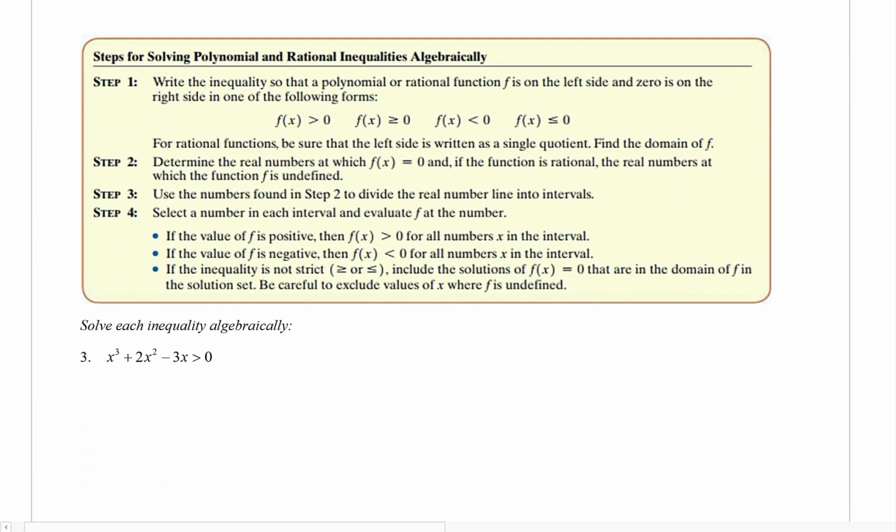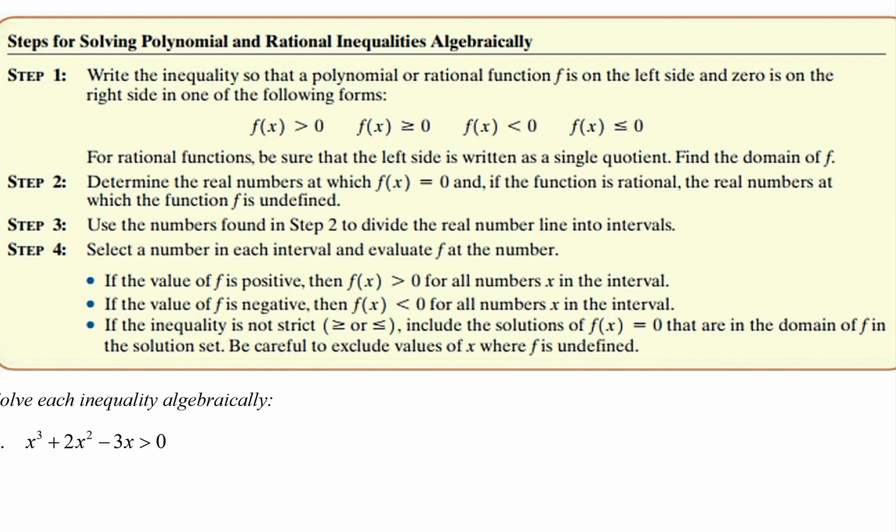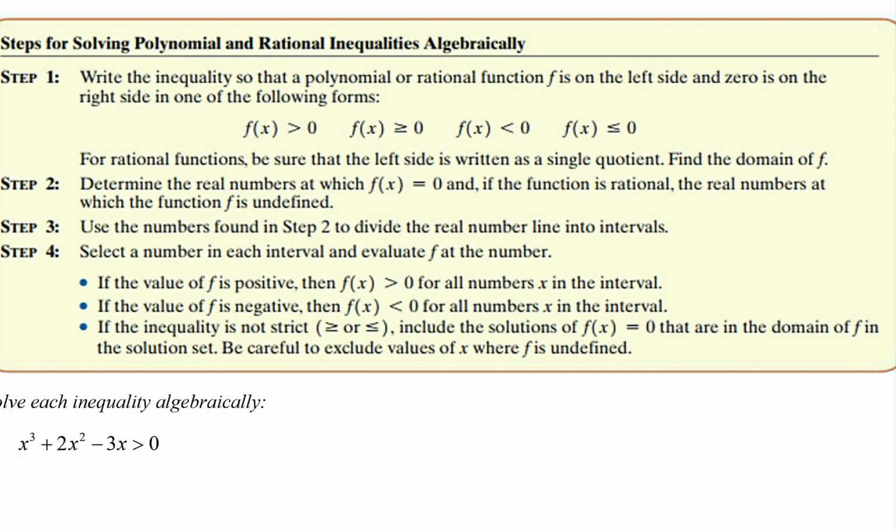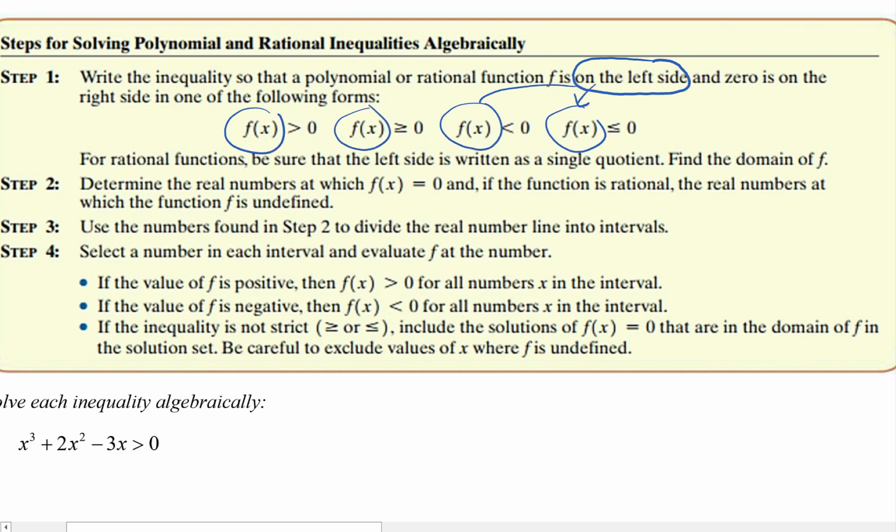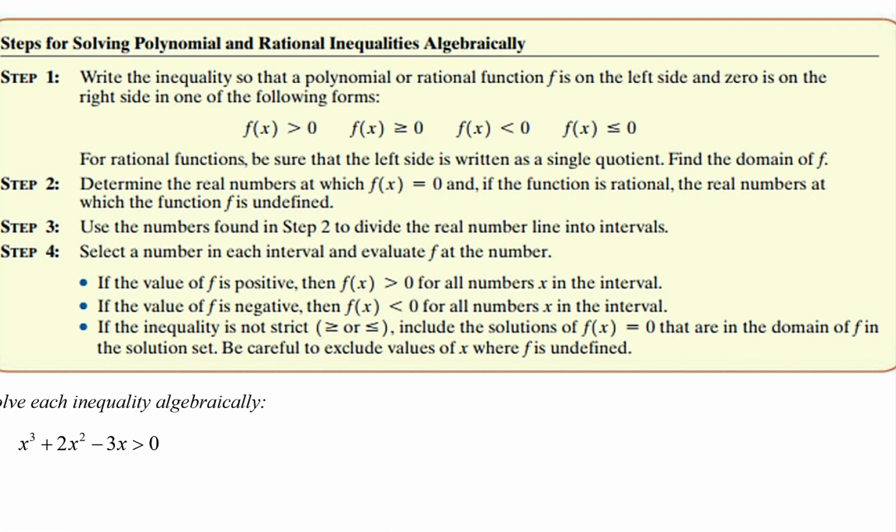All right, steps for solving polynomial and rational inequalities algebraically. Step 1, write the inequality so that a polynomial or rational function f is on the left side and 0 is on the right side in one of the following forms: f of x is greater than 0, f of x is greater than or equal to 0, f of x is less than 0, and f of x is less than or equal to 0. Notice it says f is on the left side. It makes it so much easier when the function is on the left, and then you can read the inequality, and the 0 is on the right. I think it just makes it a whole lot easier that way.